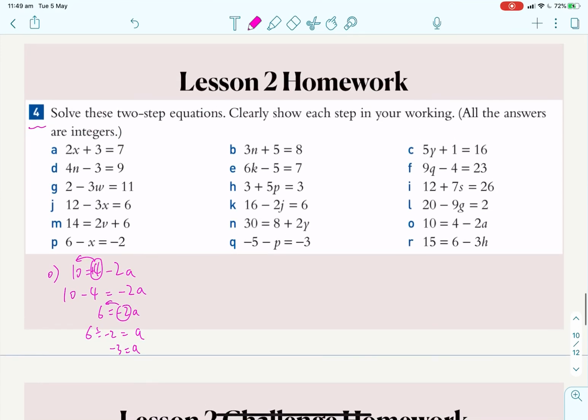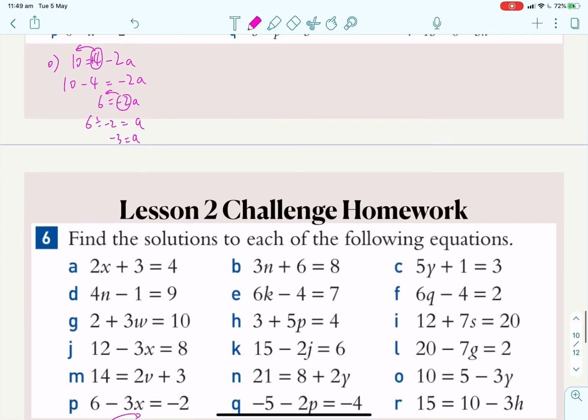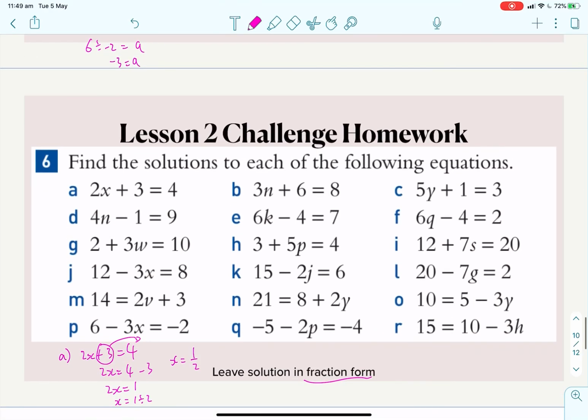For most of us, just doing the homework is fine. For those who want a little bit more challenge, do the challenge question.